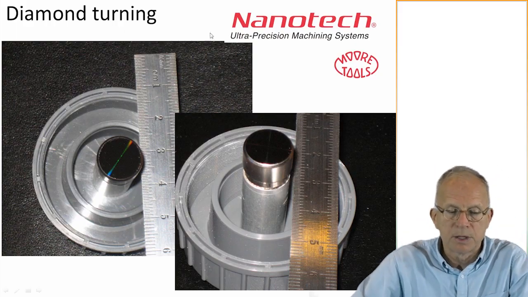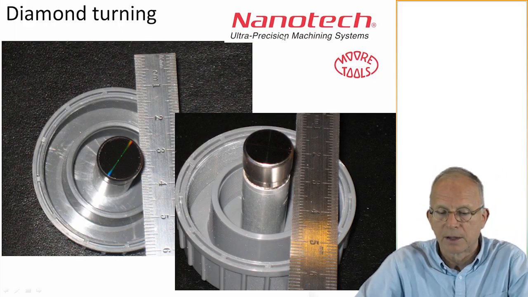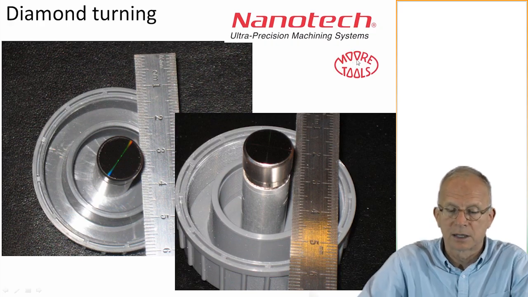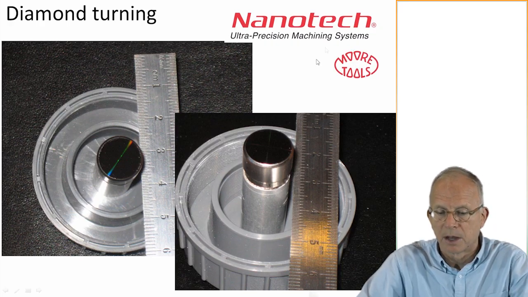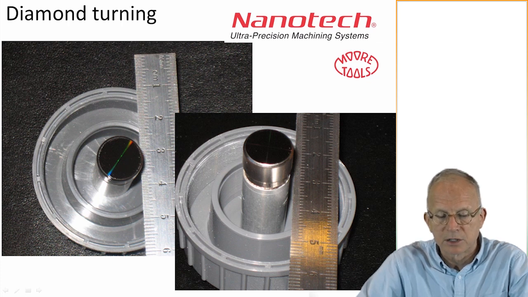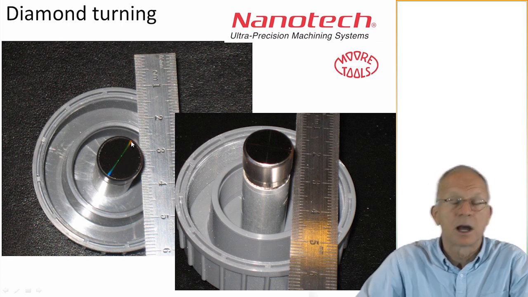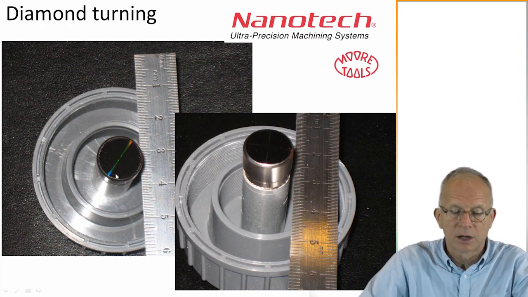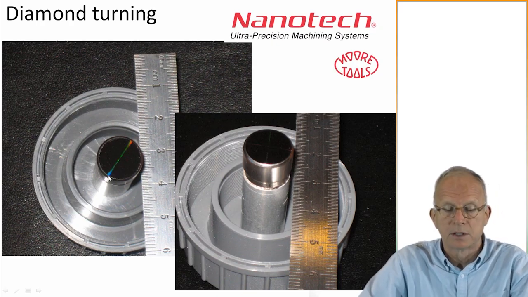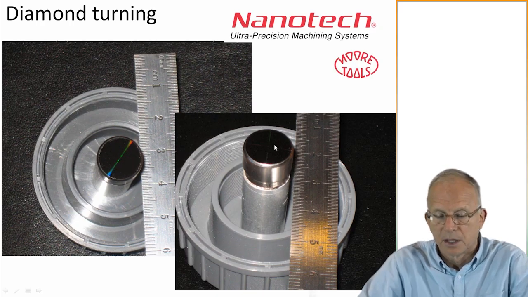So here are some pieces made by diamond turning. And this was done at Nanotech near Keene, New Hampshire, by a subsidiary of Moore Tools. Now, one of the interesting things here is we can see some colors. These colors are not due to pigments. These colors are due to very fine scale regularity on the workpiece that is as a result of the machining operation and diffracting the light and reinforcing certain colors.